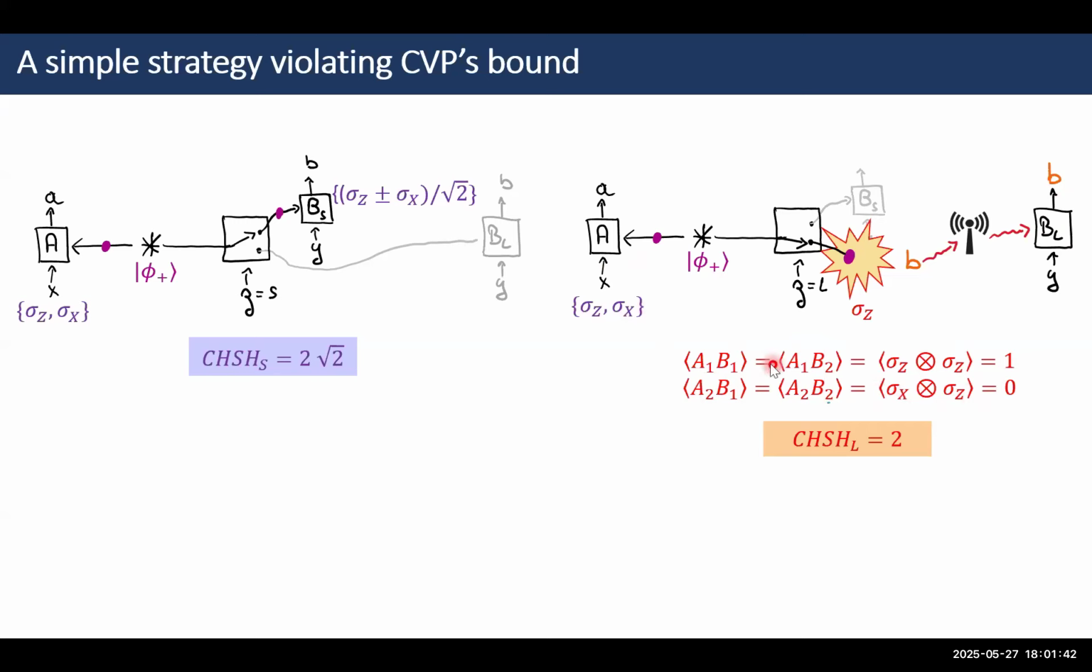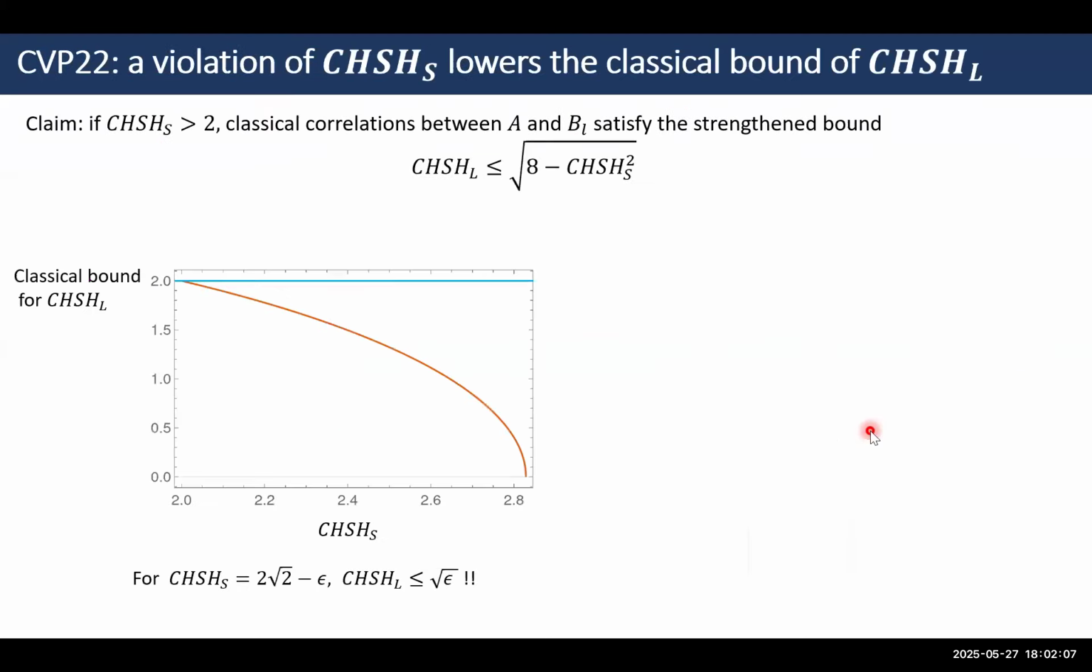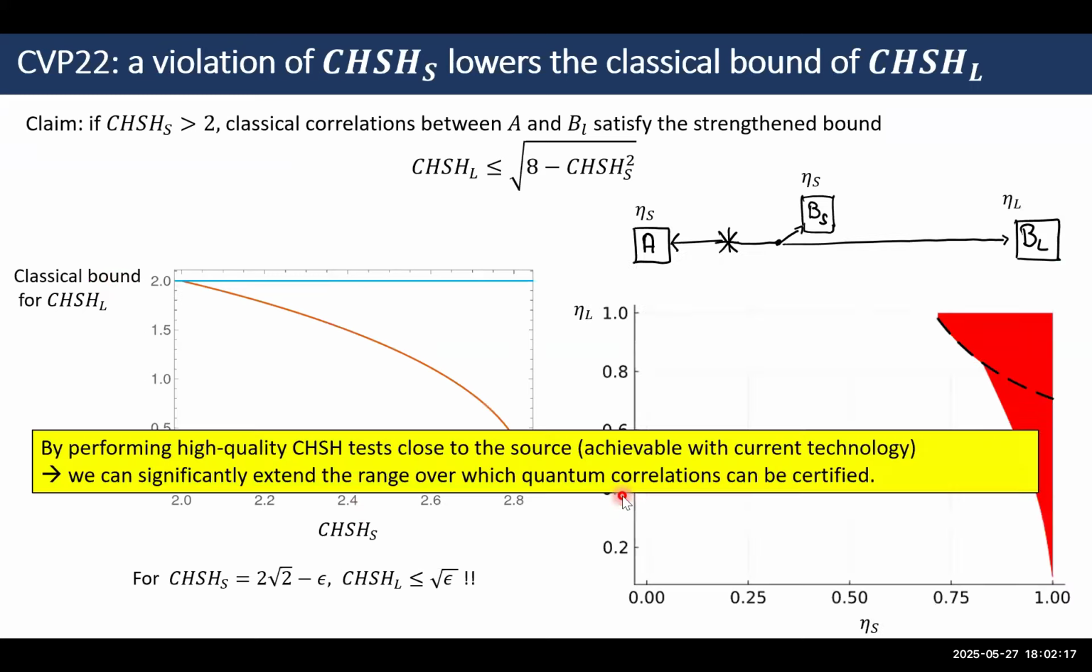And the CHSH value is what? Is this plus this plus this minus this. So it's 1 plus 1 minus 0 plus 0 minus 0. So it's 2. So I have here a simple strategy where I observe maximal violation on a short path and a value reaching the classical bound for the long path. This is in contradiction with the claim that if the short path CHSH value is close to 2 square root of 2, the classical bound for the long path should go down. Here it doesn't go down, it stays the same, 2.